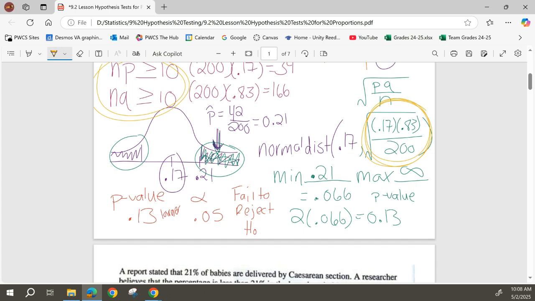So when we have means, it just needs to be equal to or greater than 30. When we have proportions, we have to do this np and nq calculation and make sure these two numbers are bigger than 10. And you could put a little check mark there, like I did on the last one, to say, hey, we've met this condition.